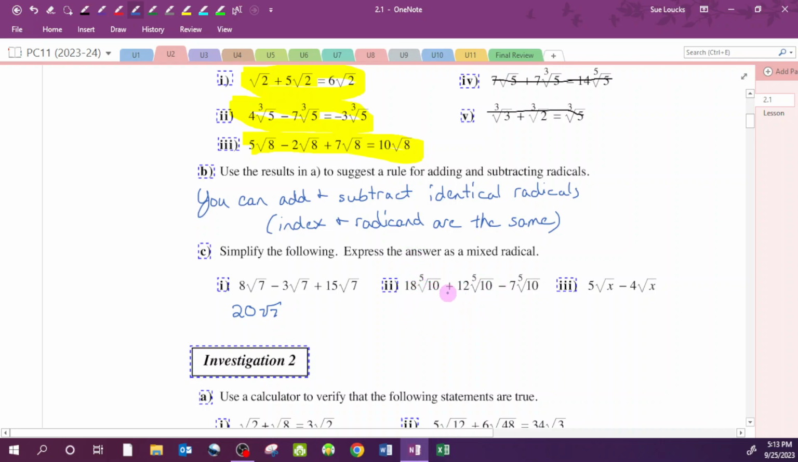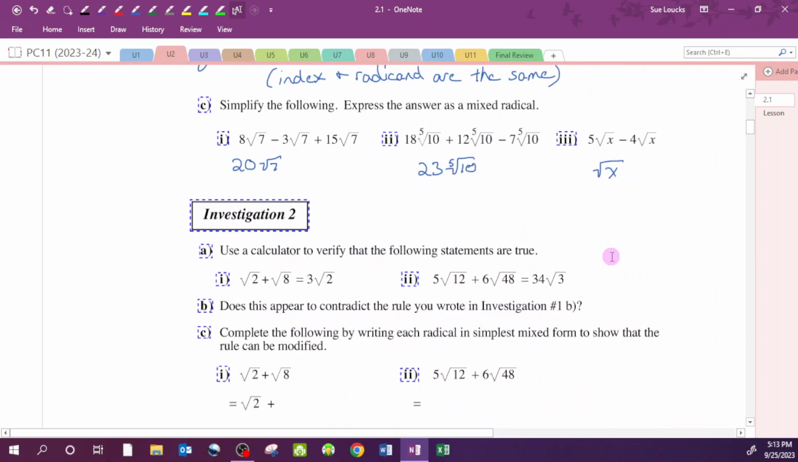If you do this one, the radicals are all the same, so 18 plus 30, minus 7, is 41... sorry, 18 plus 20 is 30, minus 7, this is 23, times the 5th root of 10. And this is root x, and that's root x, so 5 root x's. And if I take away 4 root x's, I have 1 root x left, and I just put that as root x. I don't need the 1 as the coefficient. Okay? So next step is use your calculator to verify that this is true. And then what do you think about question B? Go ahead, pause the video, check these calculations.